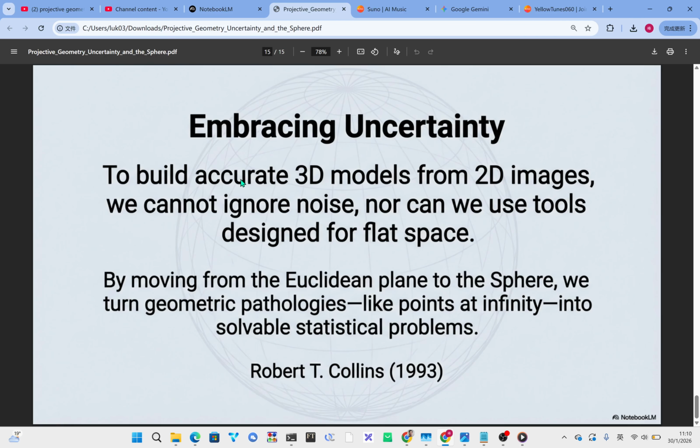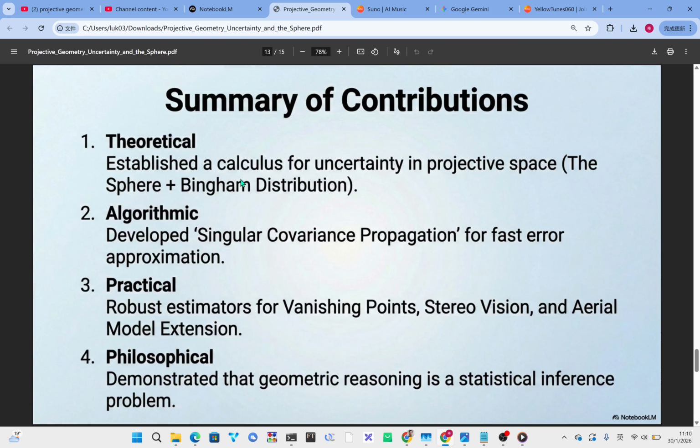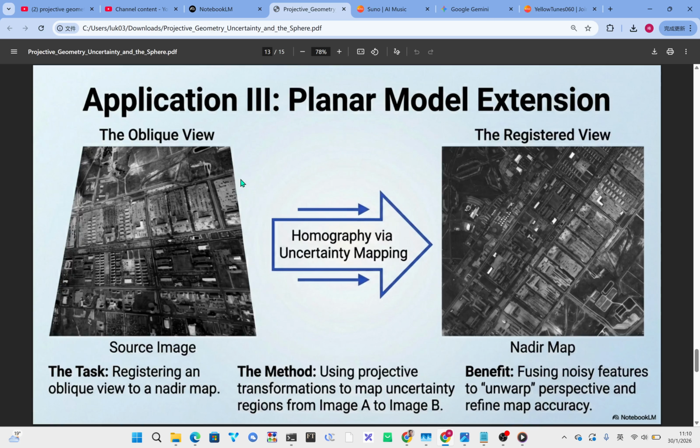It's moving from signal processing to scene understanding, which leads us to the final, and maybe most cinematic application, the planar model extension, or as I like to call it, the flying carpet. Or simply mosaics. Right. The idea is stitching images together.